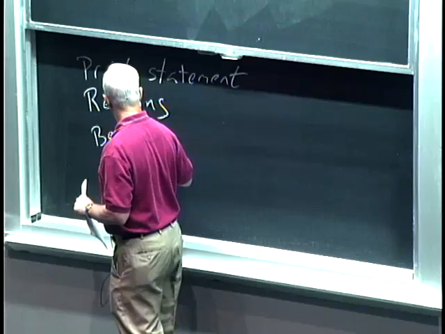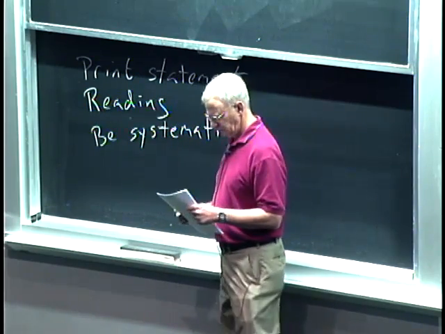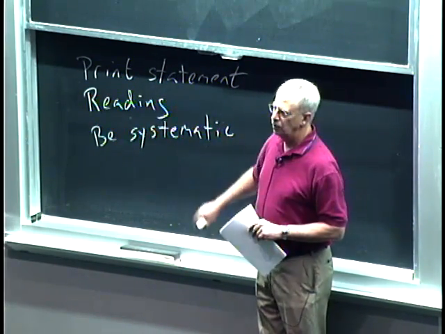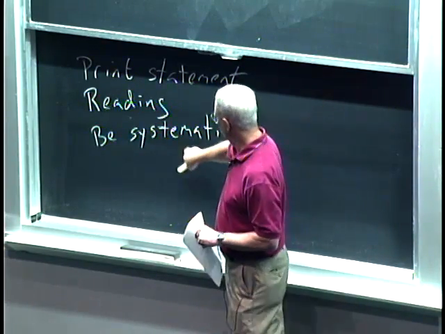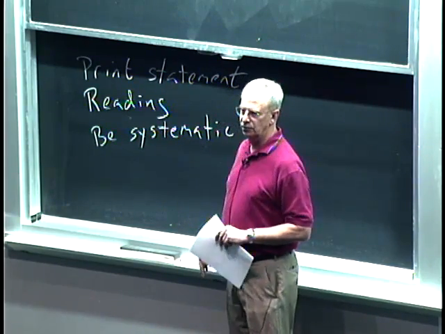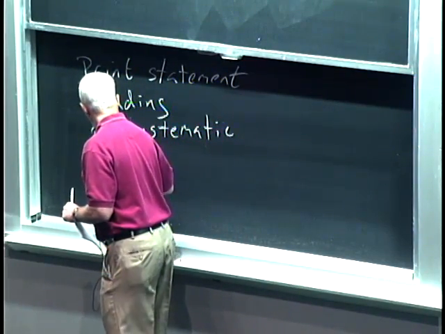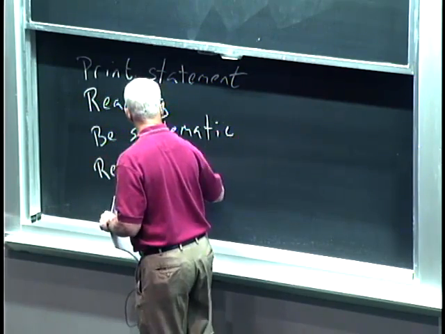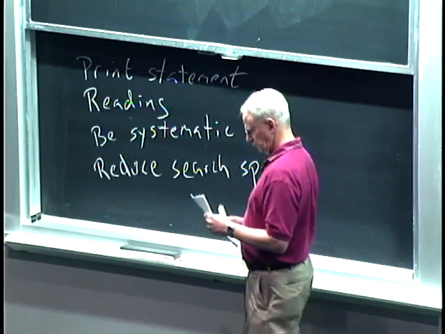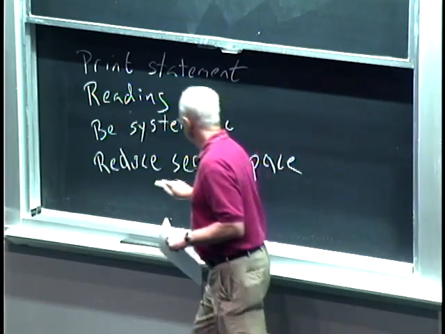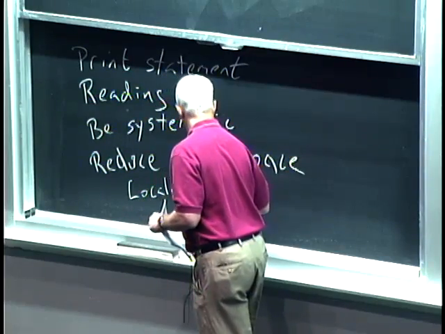The most important thing to remember when you're doing all of this is to be systematic. That's what distinguishes good debuggers from bad debuggers. Good debuggers have evolved a way of systematically hunting for the bug. And what they're doing, as they hunt, is they're reducing the search space. And they do that to localize the source of the problem.